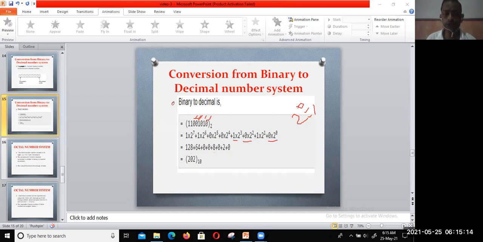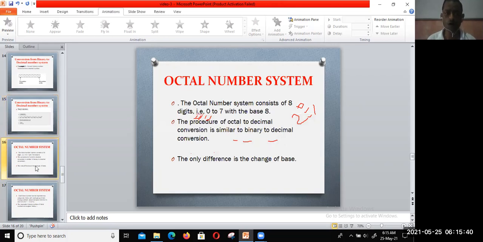Next, we are going to discuss the octal number system. What is the base of the decimal number? That is 10 because it uses 10 digits. The binary number system has base 2 because it uses 0 and 1. Similarly, the octal number system uses 8 digits, 0 to 7. So it has base 8, right?